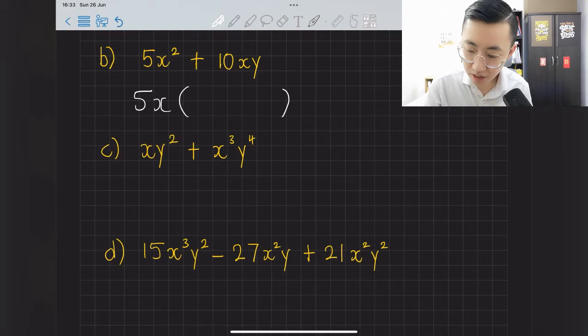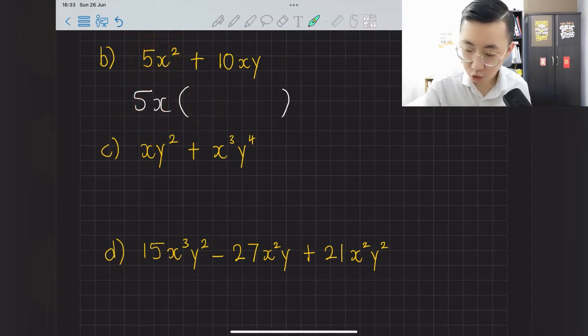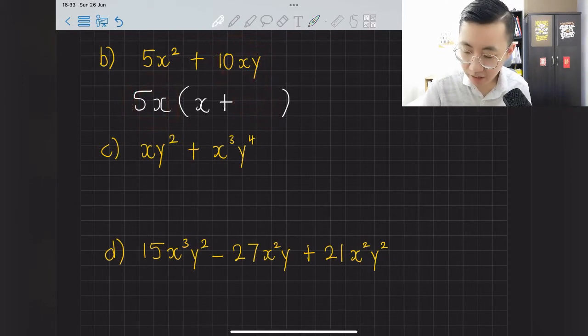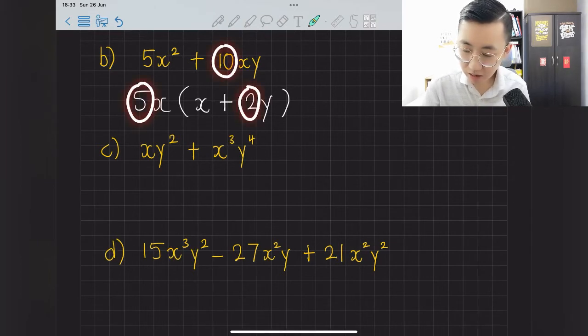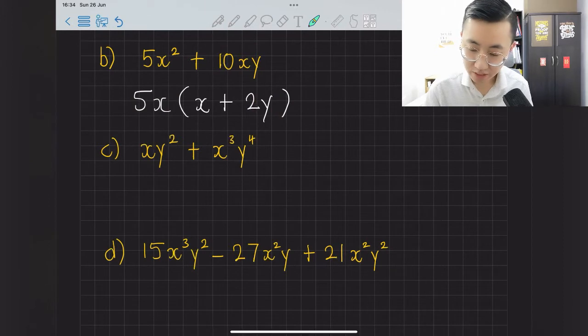Alright, now you need to ask yourself the question, what times 5x will give you 5x squared? So you top up whatever that is inside the bracket, you should put in x. Okay? Plus you copy back, then you ask the question, what times 5x will give you 10xy? So we need to top up inside the bracket 2y. Okay, so you can ask yourself a question, 2 times 5 will become 10, x is already outside, and then y will have to be here, right? So that's how you do B. Okay, let's proceed to do question C.